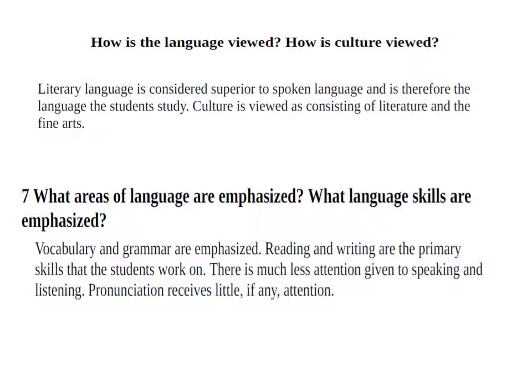What areas of language are emphasized and what language skills are emphasized? We mentioned that we need to distinguish between language components and language skills. Language components include grammar, vocabulary, and phonology, while language skills include listening, speaking, reading, and writing.